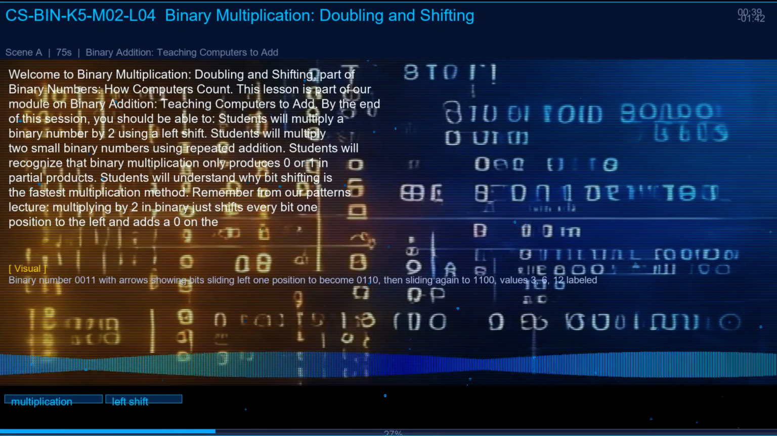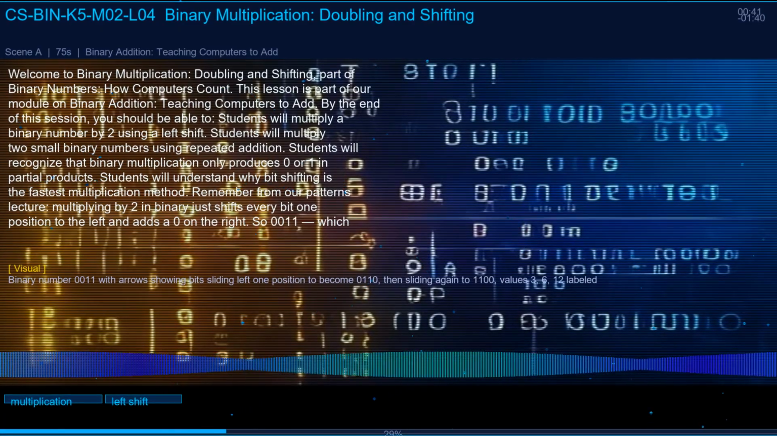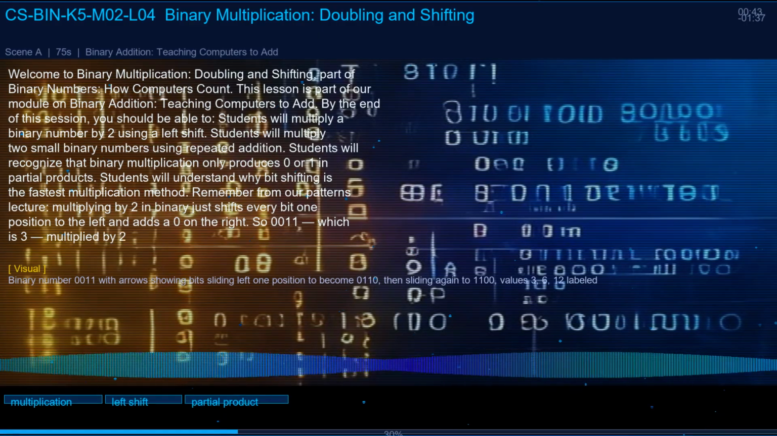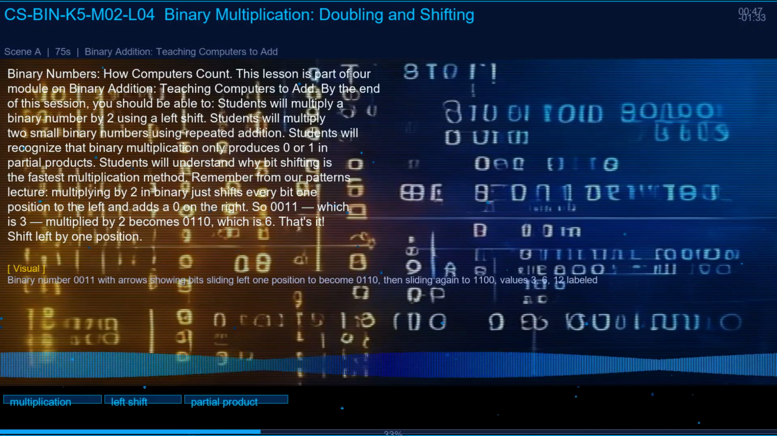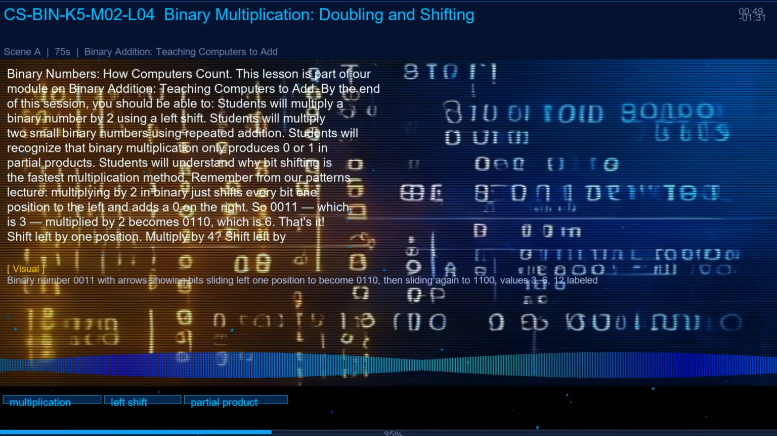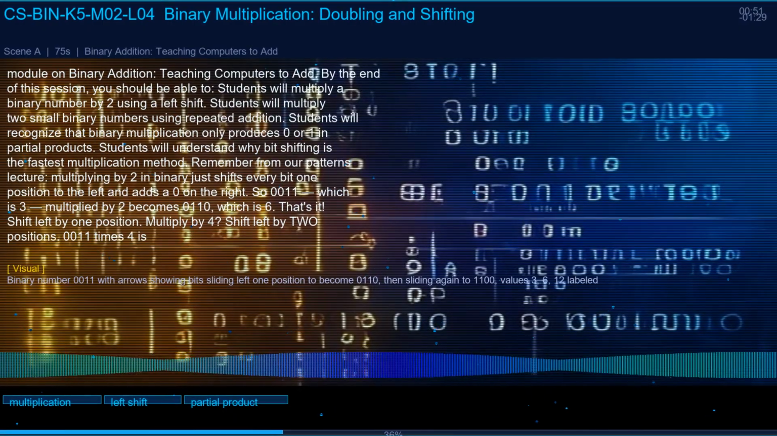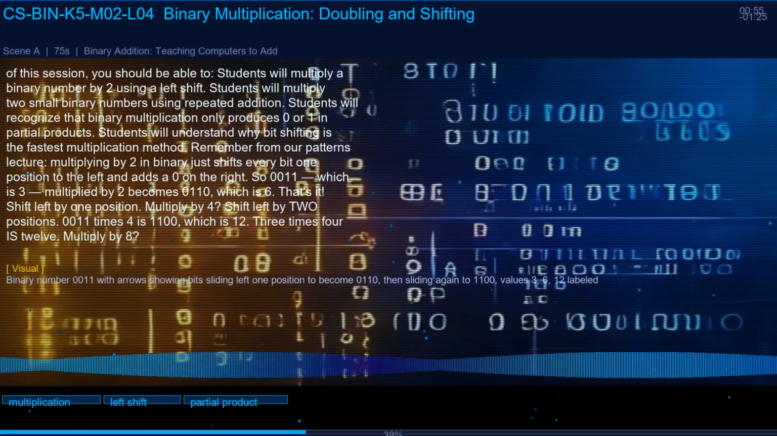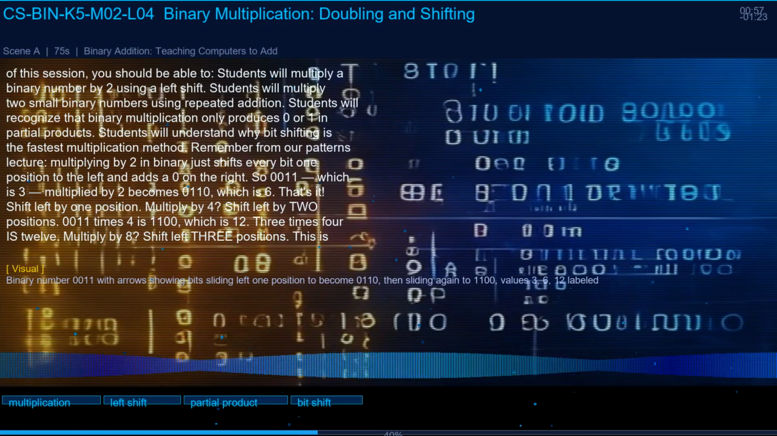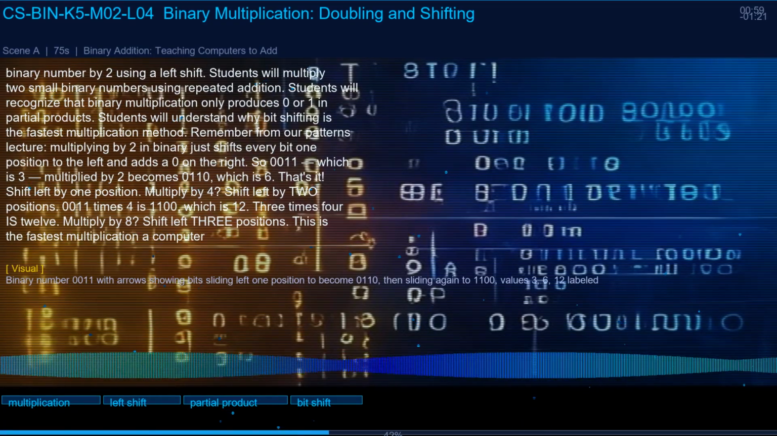Remember from our patterns lecture, multiplying by 2 in binary just shifts every bit 1 position to the left and adds a 0 on the right. So 0011, which is 3, multiplied by 2, becomes 0110, which is 6. That's it. Shift left by 1 position. Multiply by 4. Shift left by 2 positions.